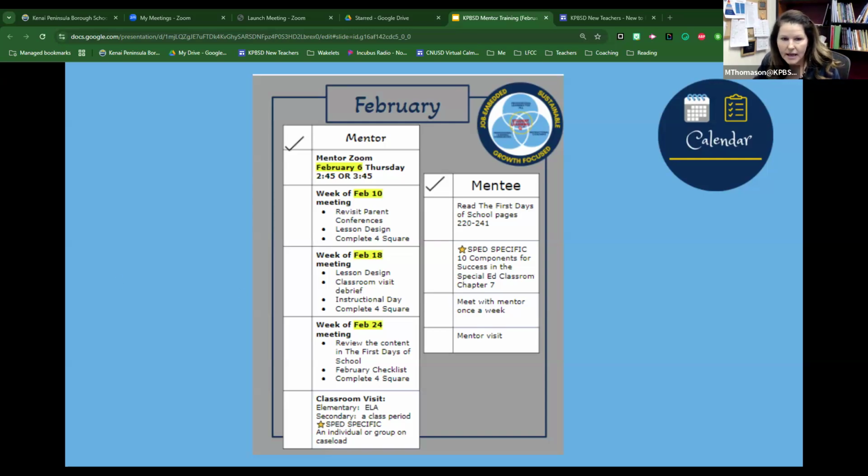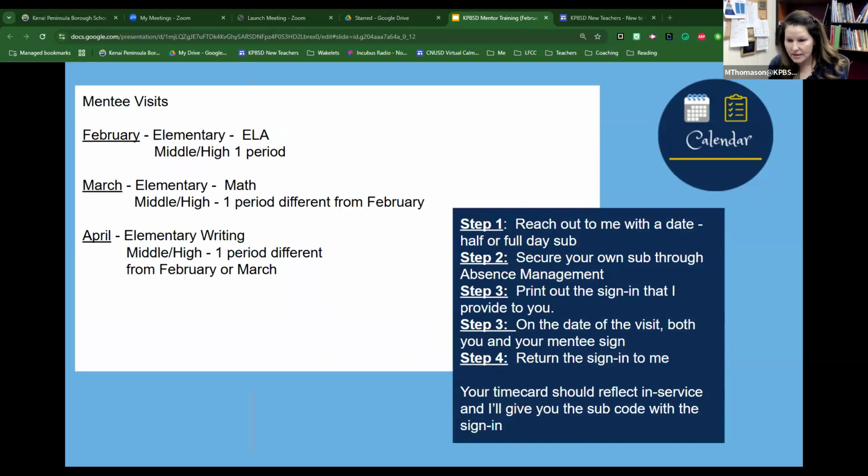All right, so let's have a look at what those mentee visits should look like. My hope is that you're going to have an opportunity to go into your mentee's classroom in the month of February, again in March, and then again in April. Remember that when you meet with your mentee, you're only getting your mentee's perception of what's happening in the classroom. So when you go into the classroom visits, you get a new perception, and that opens up opportunities to provide additional resources.